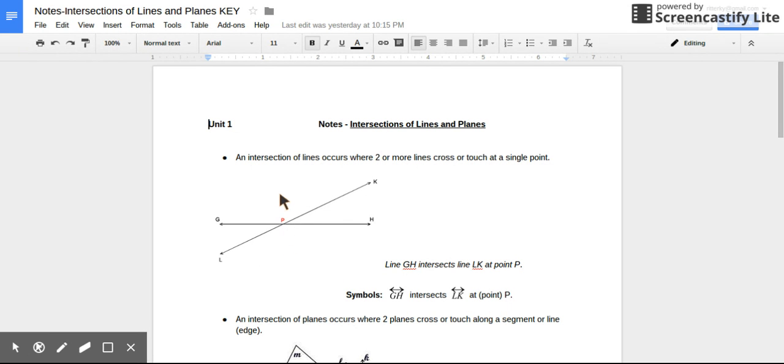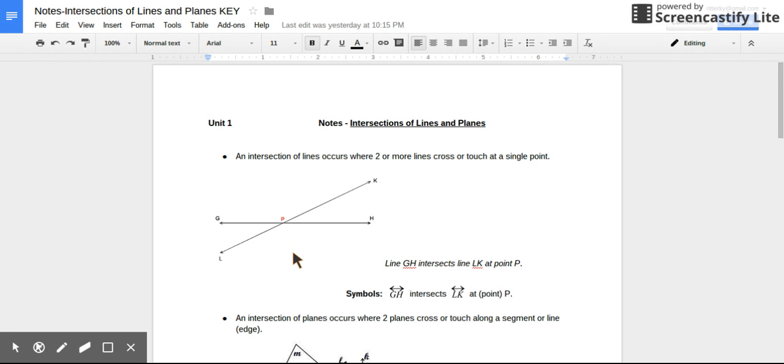We could have an infinite number of lines all intersecting. They will only cross at a single point, though.